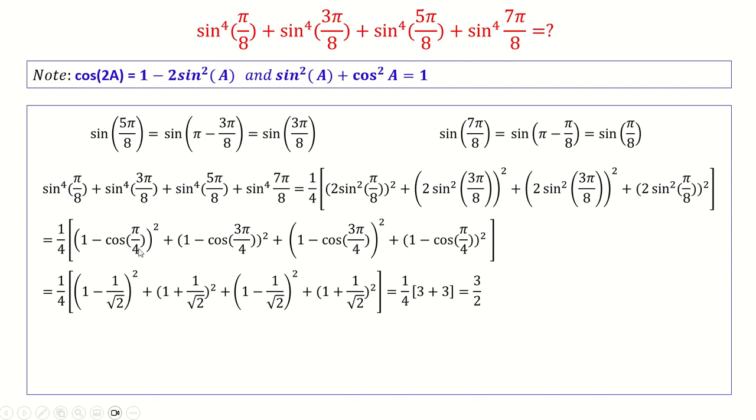It will become 1 minus cos pi by 4 whole square plus 1 minus cos 3 pi by 4 whole square plus 1 minus cos 3 pi by 4 whole square plus 1 minus cos pi by 4 whole square. Now it is in the terms of pi by 4. Pi by 4 is 45. Then we know cos of pi by 4 is 1 by root 2, right? So we can just directly replace the equation here. 1 minus 1 by root 2 whole square plus 1 plus 1 by root 2 whole square.